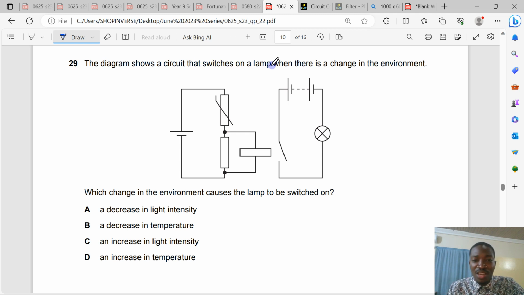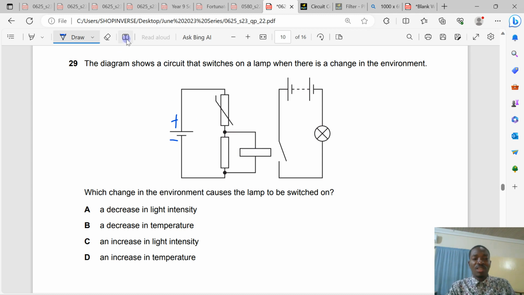The diagram shows a circuit that switches on a lamp when there is a change in environment. Now you have to study this circuit. This is the single cell. This is a temperature dependent resistor. When temperature is high, resistance drops. When temperature is low, resistance increases. This is a resistor. This is a relay.